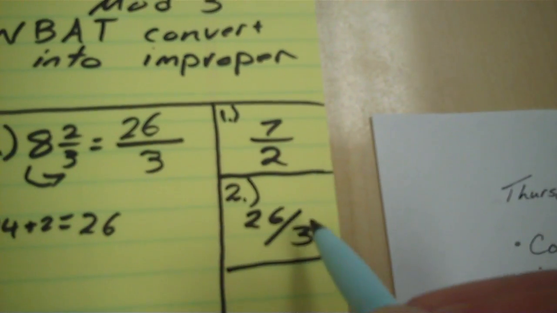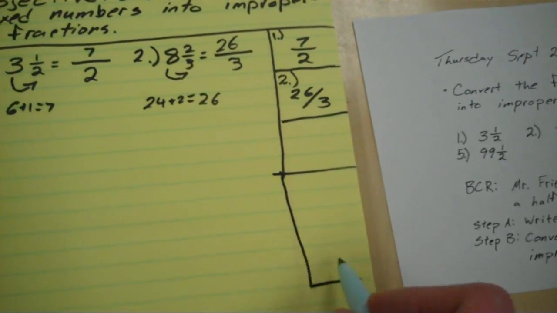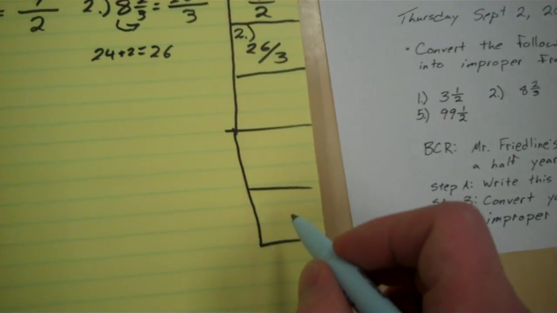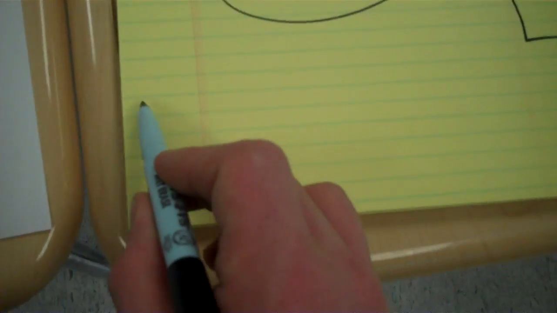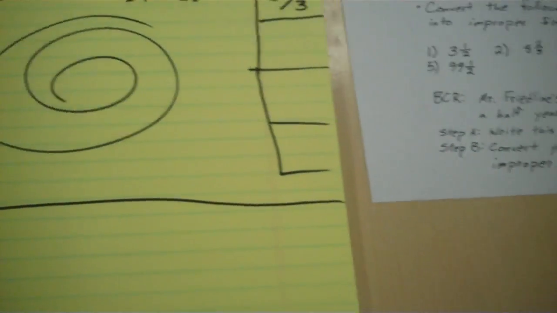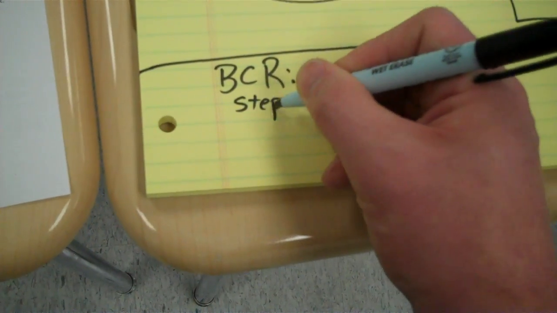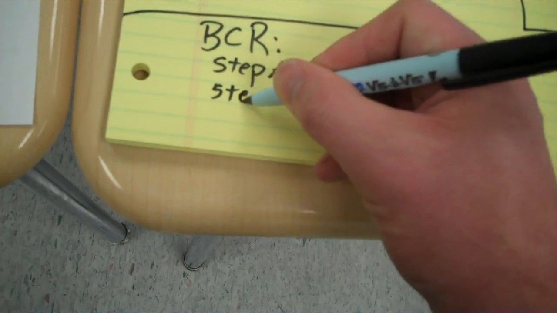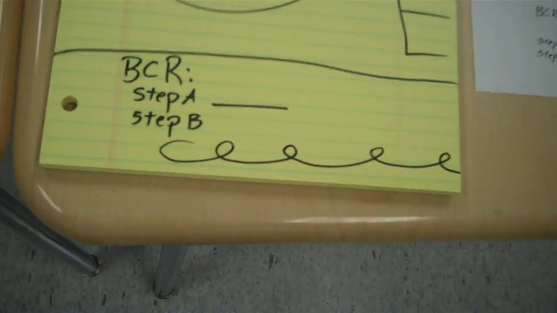Doesn't matter if you do the straight fraction bar or the side fraction bar. I know what you're talking about. You're going to do that for all 5 problems. 3, 4, 5. You're going to show all your work right in this area here. And when you get done with that, you're going to draw another line all the way across the paper, because then you're going to write your BCR down here. All you got to do is just say step A and give me the answer. And then for step B, show me what you would do for step B down in this area here.